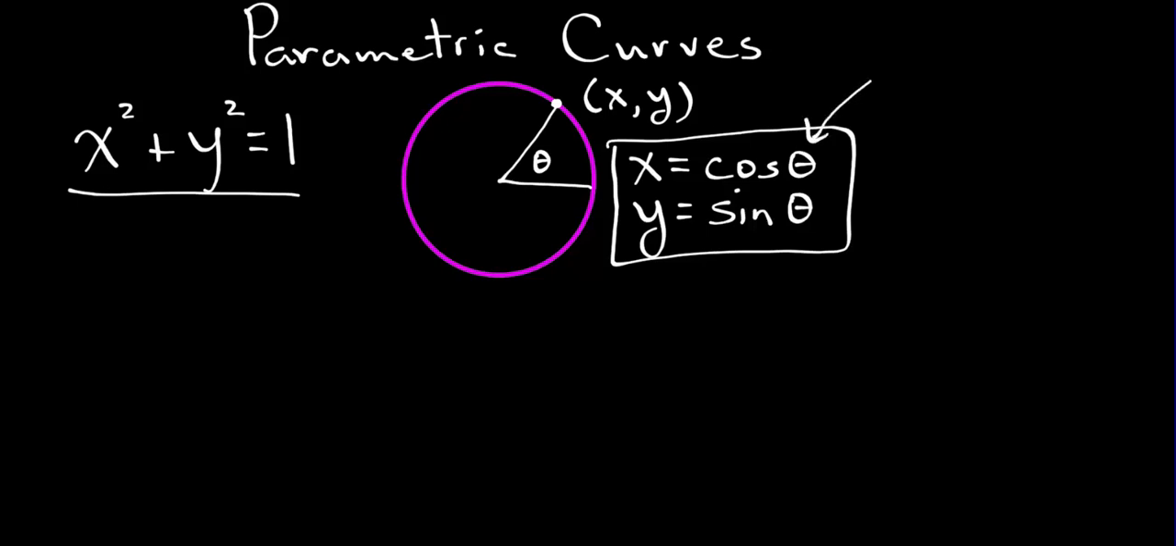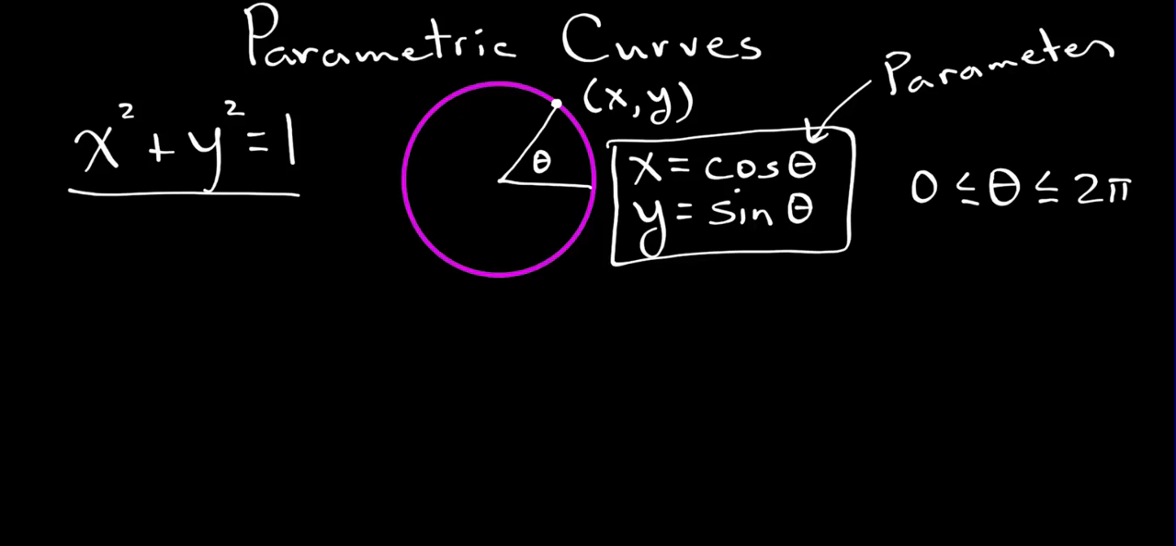This theta, this is the parameter. And whenever we represent a curve parametrically this way, we need to set the bounds on the parameter. So in this case, for the full circle, I'm going to make theta go between 0 and 2 pi.